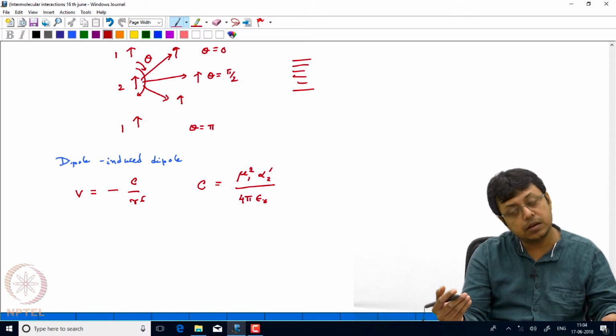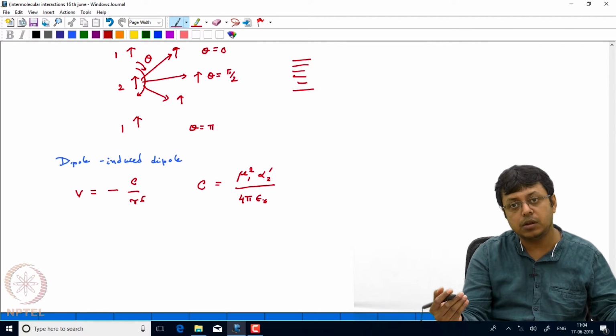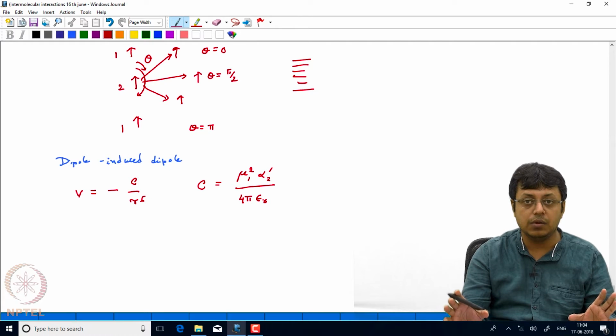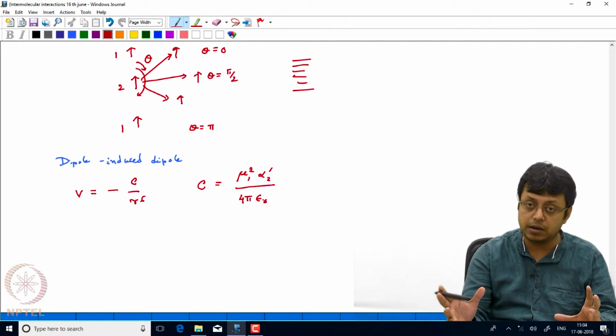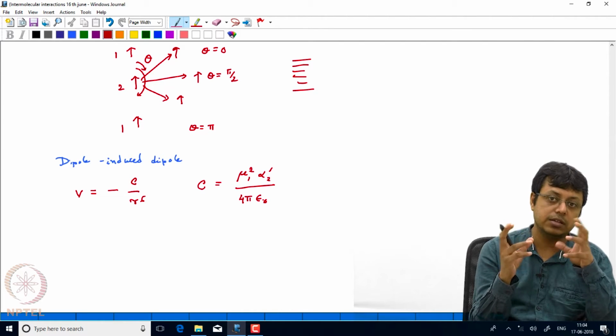Similarly, you can also think about what the interaction will be between two benzene molecules, because each of the benzene molecules will have 0 dipole moment, and as a result you will not see any permanent dipole and induced dipole kind of interaction, or permanent dipole interaction. So, what happens is that in the benzene molecule the electron cloud is fluctuating.